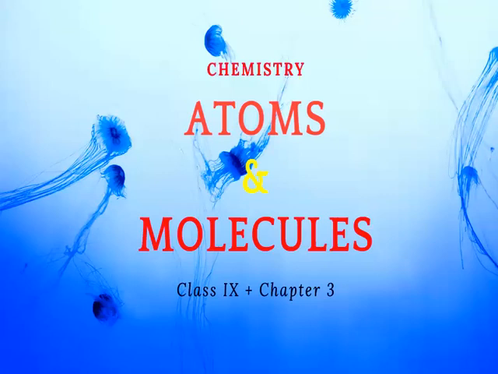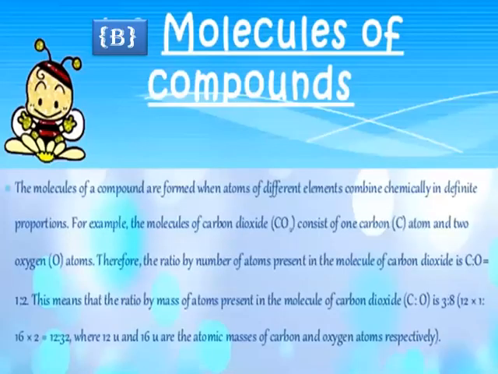As we discussed about the molecules, particularly molecules of elements, we also do have molecules of compounds. The molecules of a compound are formed when atoms of different elements combine chemically in definite proportions. For example, the molecule of carbon dioxide consists of one carbon atom and two oxygen atoms.